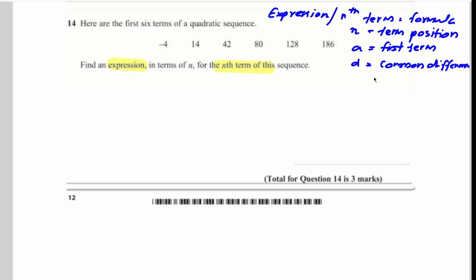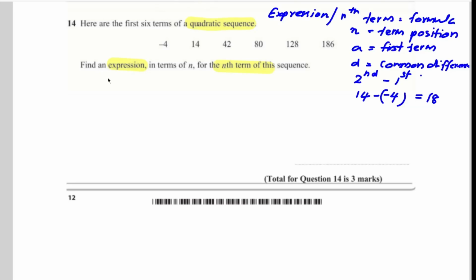So how do we get the common difference? Second term minus first term. Now in this case, 14 minus 4, which becomes 10. Always second term minus first term. Right. Now we've been given that this is a quadratic sequence. This is not an arithmetic sequence, this is quadratic.